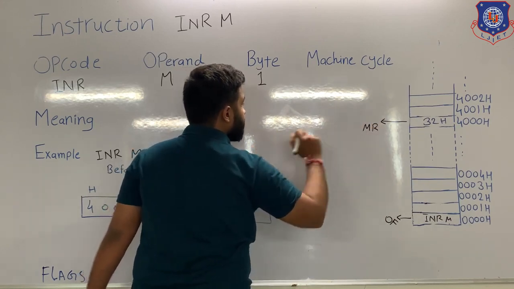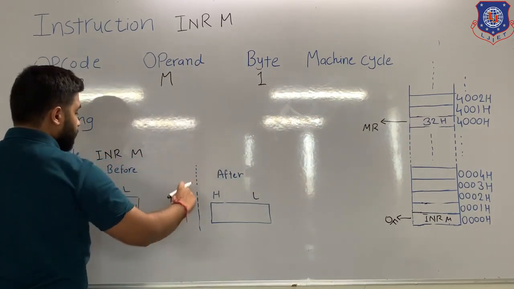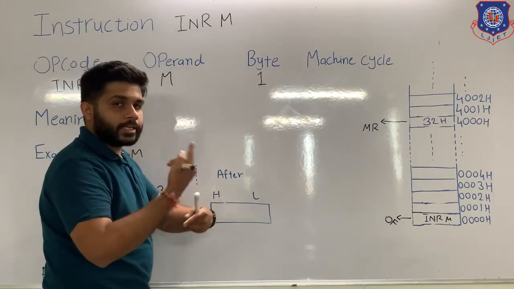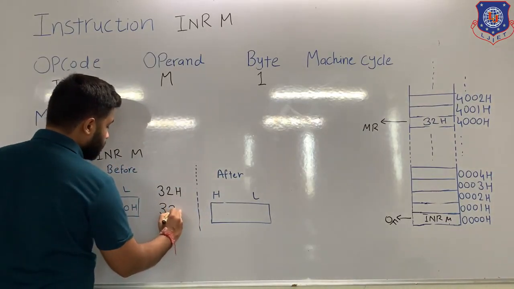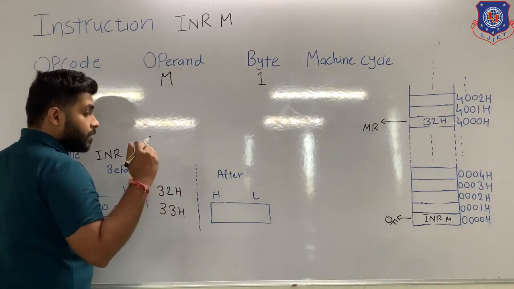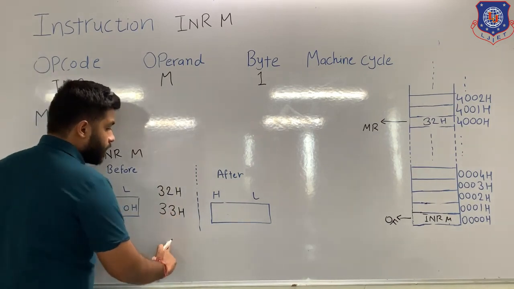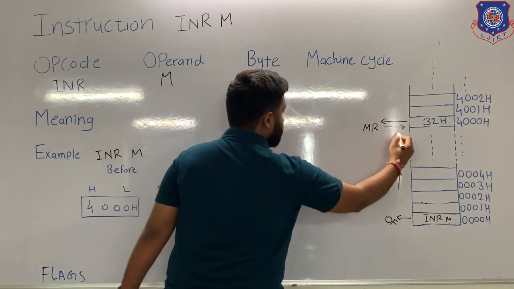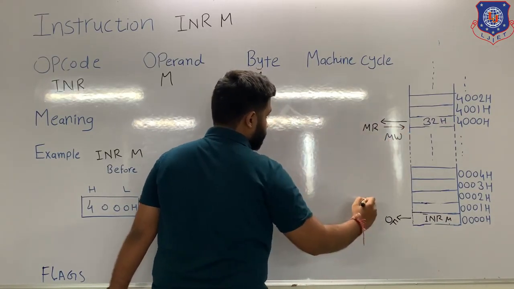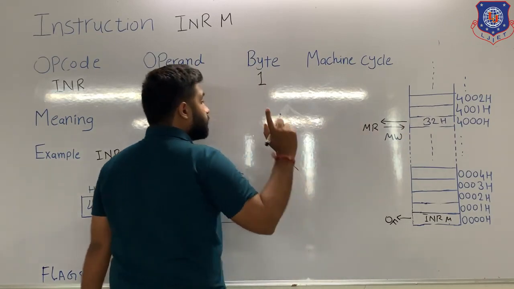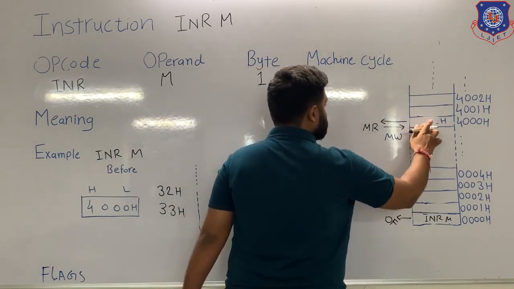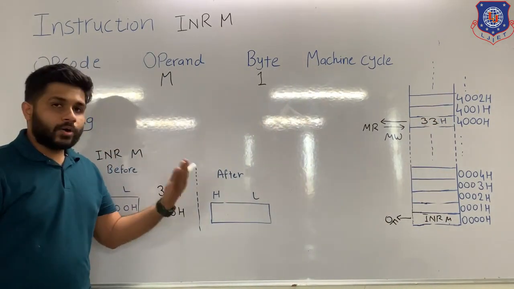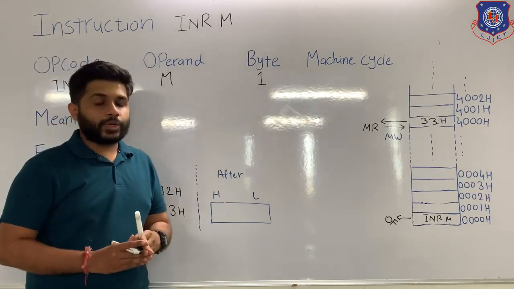When the microprocessor performs the memory read, this 32H will be transferred to the microprocessor. After that, the microprocessor will increment this number by 1, so it will become 33H. After the number is incremented, the processor will transfer the data to the same memory location. So the microprocessor will perform a memory write. When the microprocessor performs the memory write, the content of the memory location will be changed to 33H. So this is how this instruction is executed.